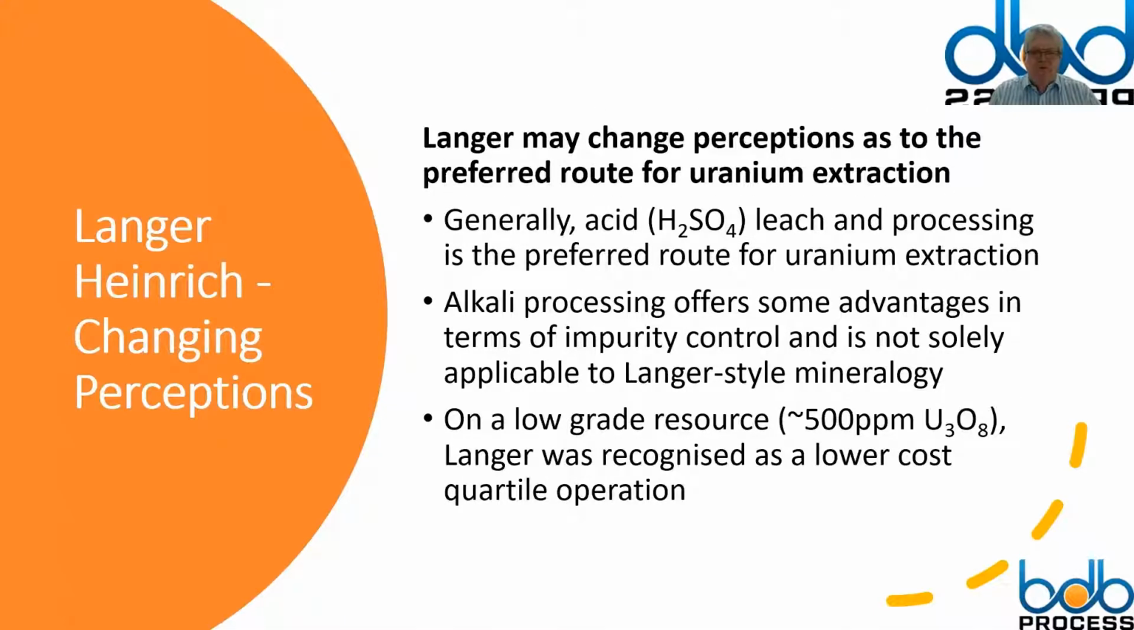And a little bit more on the Langer experience in particular, in that Langer may change perceptions as to the preferred route for uranium extraction. I say that because my understanding, and I think it's reasonable, is the general perception of uranium processing is that it's likely to be an acid circuit unless it can't be. Langer was a case in point, a highly acid consuming ore. It had to go alkali. But generally speaking, I think most would say if you don't have to go alkali, go acid. What was achieved at Langer may change that view.